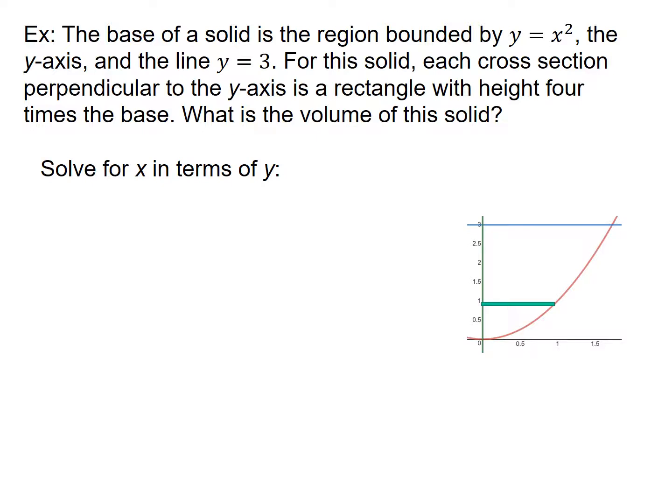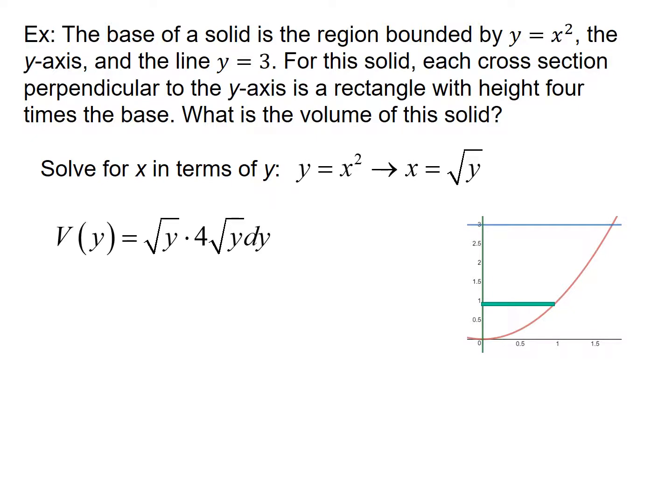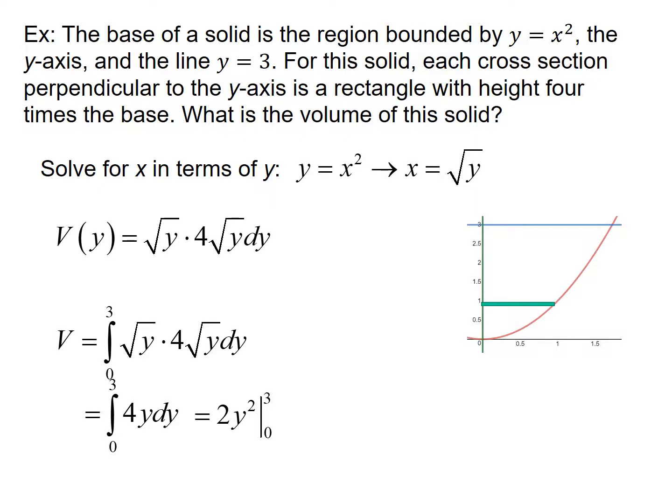So we need to solve our equation in terms of y. We start with y equals x squared. That gives us x equals square root of y. The volume in terms of y is the base, root y, times the height, which is 4 times the base, so that's 4 root y, dy. Take the integral, and our limits of integration are going to be y values, so this goes from y equals 0 to y equals 3. And we can simplify this one, take the antiderivative, and we get a volume of 18.